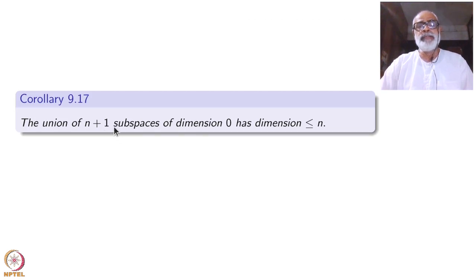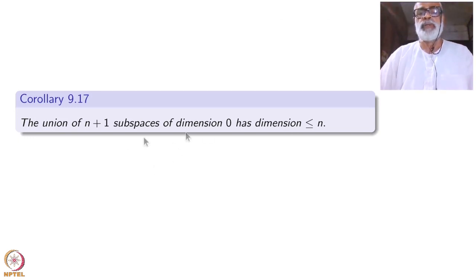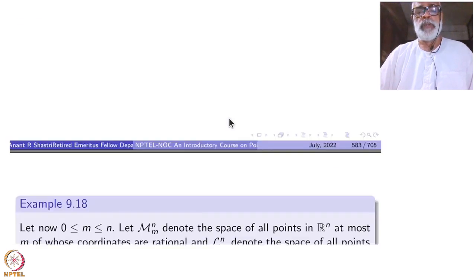So, this is an easy corollary to the previous thing, namely, you take two zero dimensional spaces, the union is less than or equal to dimension 1. Take one more, less than or equal to 1 plus 1 and so on, it goes on, right? So, you will get dimension less than or equal to n.